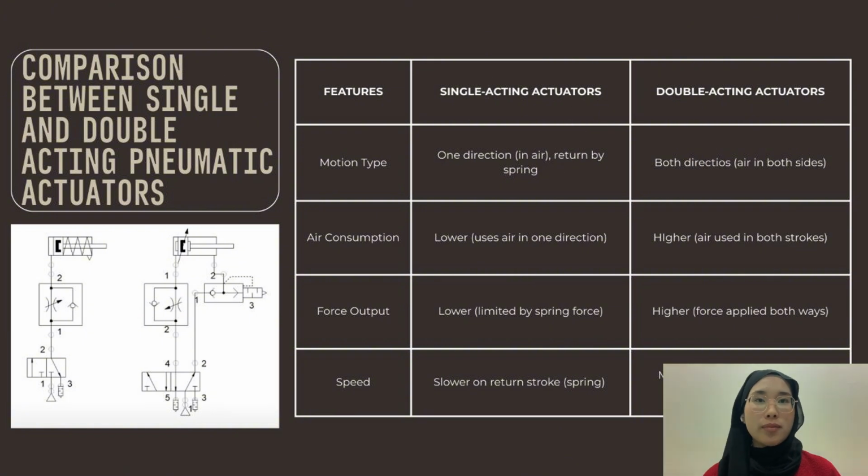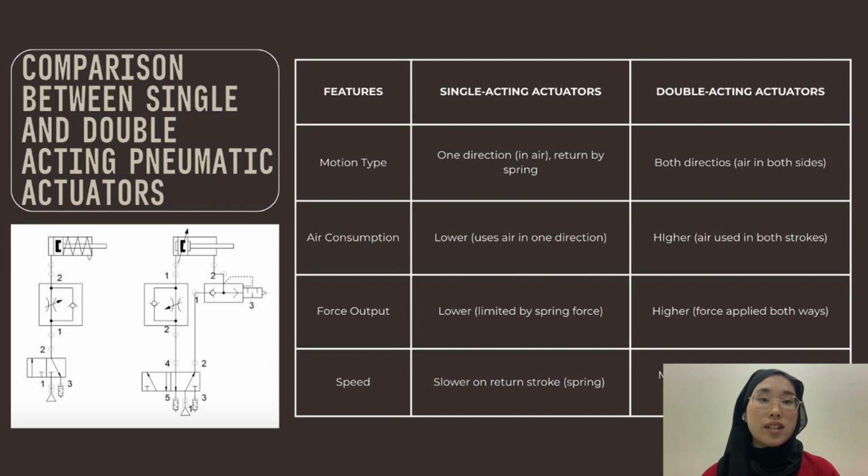Next, we are going to compare single and double-acting pneumatic actuators. For the first feature, it's motion type. For single-acting actuators, one direction, with return by spring. For double-acting, it's both directions, with air on both sides.